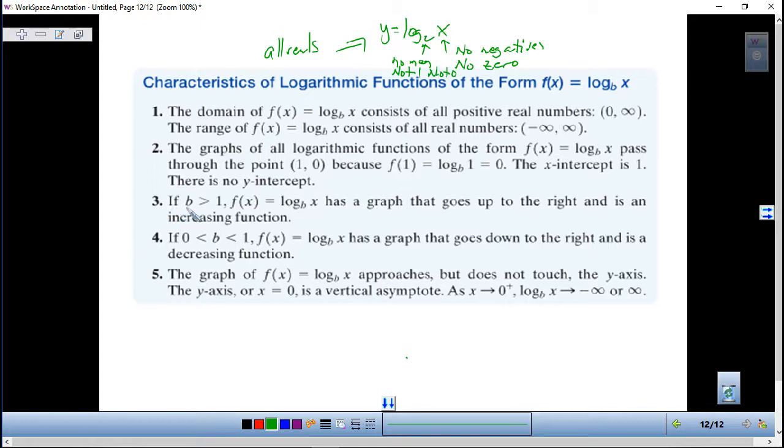Now if b is greater than 1, f of x equals log base b of x has a graph that goes up to the right and is an increasing function. If b is between 0 and 1, then log base b has a graph that goes down to the right and is a decreasing function.